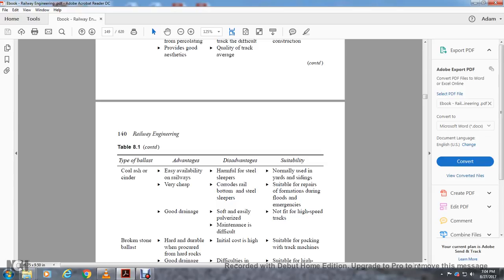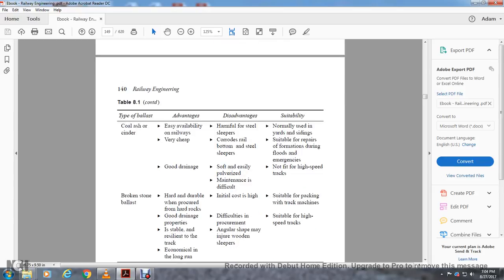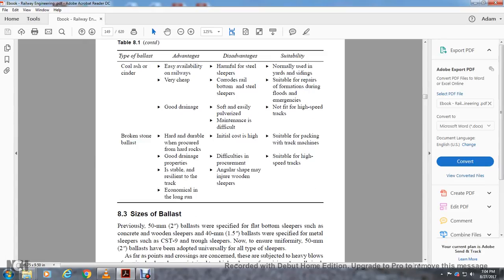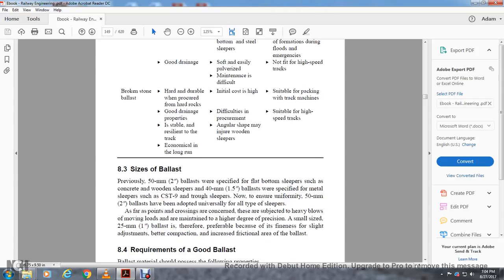Coal ash is normally used in yards and sidings, and is suitable for repairs and formations during floods and emergencies. It is not fit for high-speed tracks. Broken stone ballast. Advantages: hard, durable, wear-resistant, procured from hard rocks, good drainage property, suitable and resilient to the track, economical in the long run. Disadvantages: initial cost is high, difficulties of procurement, angular shape that may injure wooden sleepers. Suitable for packing by track machines, and suitable for high-speed tracks.